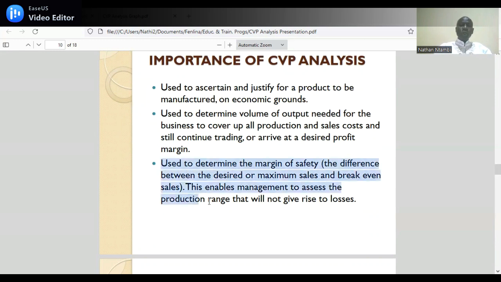It is also used to determine the margin of safety, which is the difference between the desired or maximum sales and break-even sales. This enables management to assess the production range that will not give rise to losses.